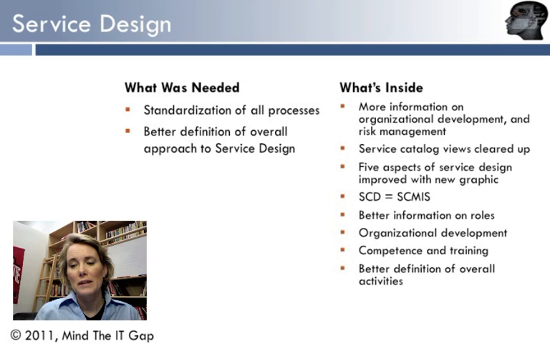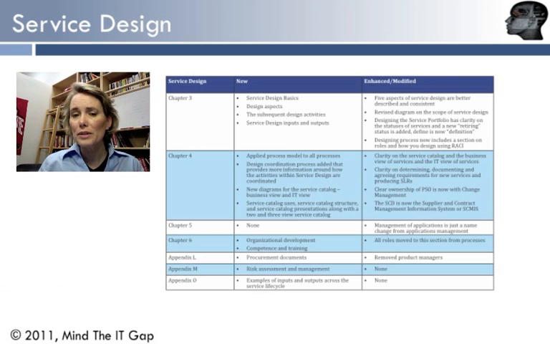Better information on roles and responsibilities, and some new material on training, as well as the overall definition of those activities within service design. Here we see again broken down what's new in each of the chapters and what has been enhanced or modified. I think for many organizations struggling with how to do a service catalog, the information in the books will be very helpful. There's better definition and consistency across all the processes, which is good. There are new diagrams in the book, but overall there isn't nearly as much change in the service design book as we saw in the service strategy book.